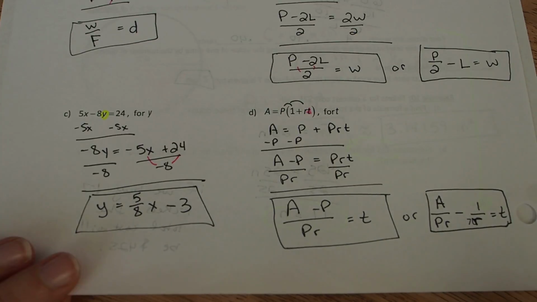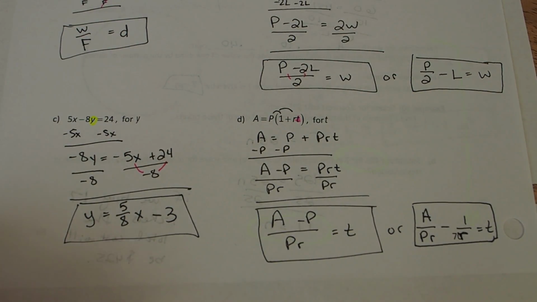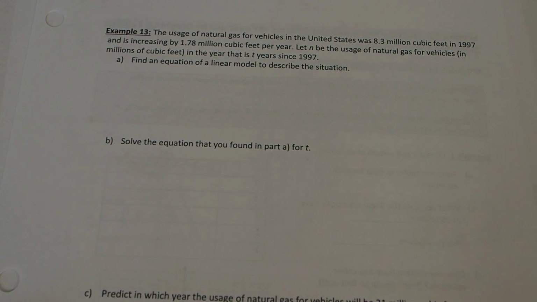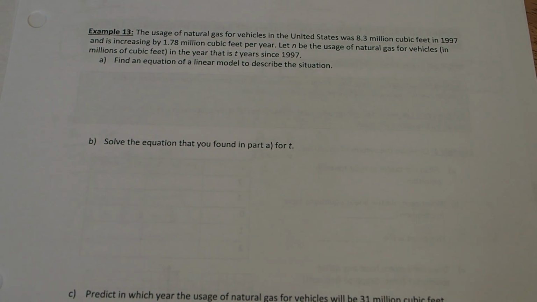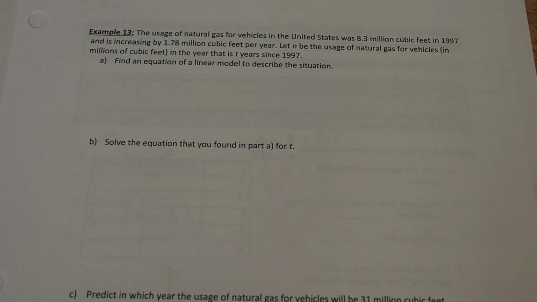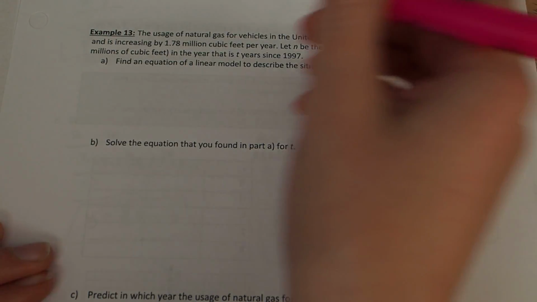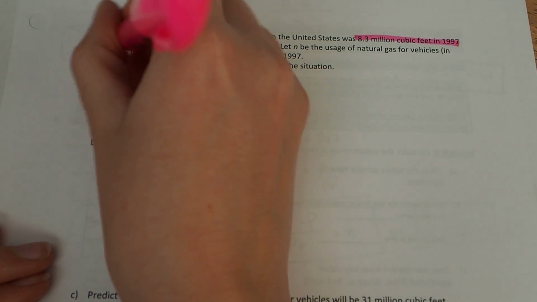All right, this section continues on to the next page, and we're almost at the end. Example 13. The usage of natural gas vehicles in the United States was 8.3 million cubic feet in 1997, and it is increasing by 1.78 million cubic feet per year.